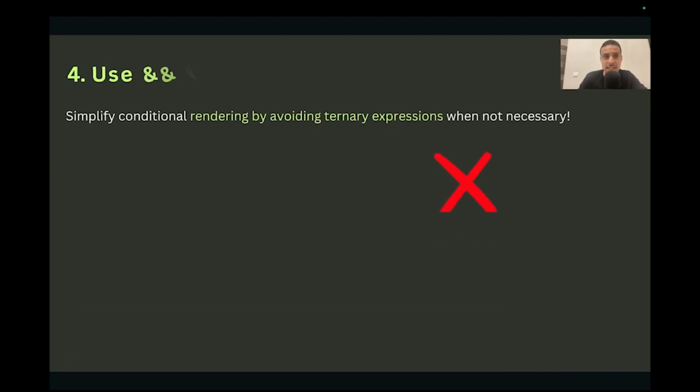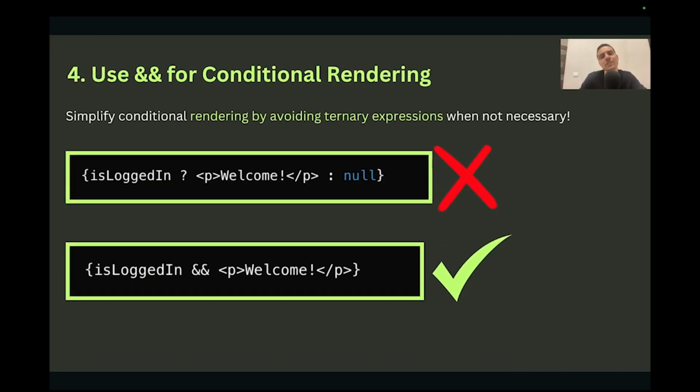Number 4 in the list is using double ampersand for conditional rendering. And my tip here is to simplify conditional rendering by avoiding ternary expressions when you don't need them.